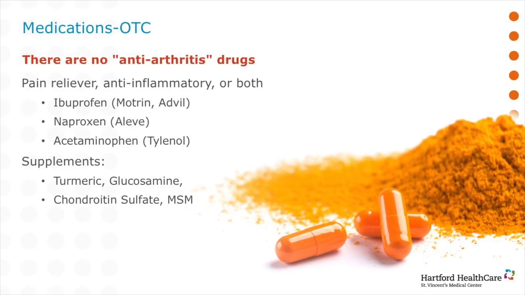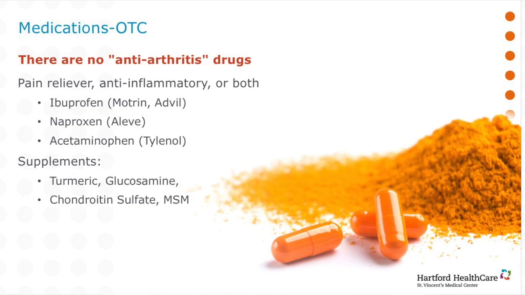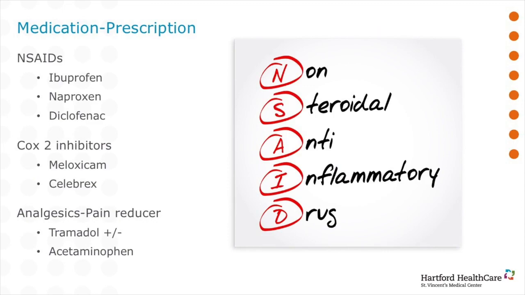It is important for you to consider pain relief with different medications that are available without a prescription. The medications that are available are mildly anti-inflammatory, pain relievers, or both. There's Motrin and Advil, which is ibuprofen. There is Aleve, which is naproxen, and acetaminophen, which is Tylenol. Some patients find supplements helpful, including turmeric, glucosamine, chondroitin sulfate, and MSM, which is available in different formulations at the pharmacy. If over-the-counter medications do not help you, we can help with a prescription.